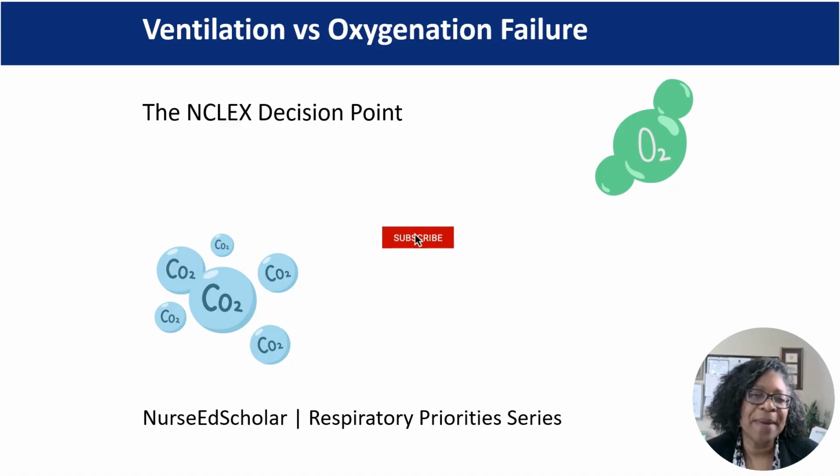So if you have a patient that's short of breath, how do you know if the problem is an oxygenation problem or a ventilation problem? Because here's the truth, not all respiratory problems are treated the same way. Some patients need oxygen. Other patients need help removing carbon dioxide. And if you choose the wrong intervention, your patient can deteriorate quickly. On the NCLEX, this distinction is one of the most important decision points.